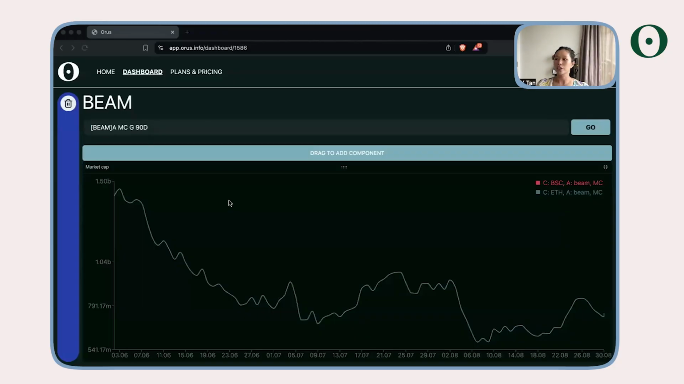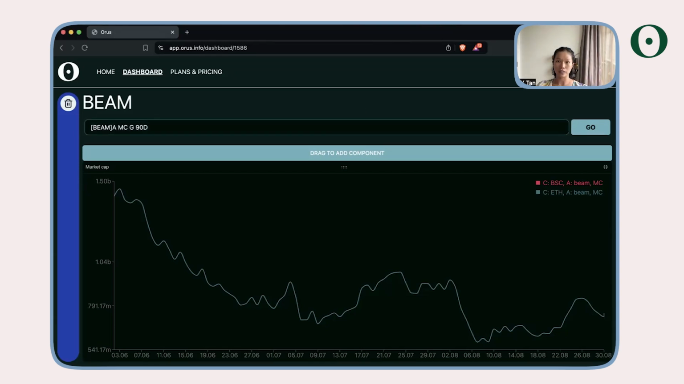So what you see over here is a very simple chart of Beam as an asset, the market cap. What I want to show you here is how easy it is to query. We have 4 key components. It's similar to English, like subject, verb, agreement. We look at the asset of Beam. We look at the market cap, graph, 90 days. If I could translate this a little bit, so I could write something like Lisa ran quickly today. Just like English language, it's a very simple sentence.